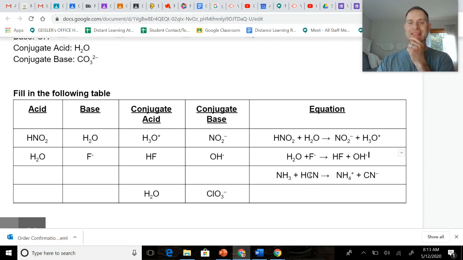Okay, I can see that this guy lost an H and this guy borrowed that H plus. So this must be my borrower. NH3 must be my borrower. B, borrower, B, base. So that's going to go here. This guy donated, right? My donor is going to be my acid. And now I got to say, all right, well, what became what? Remember, the acid becomes a conjugate base, and the base becomes a conjugate acid.